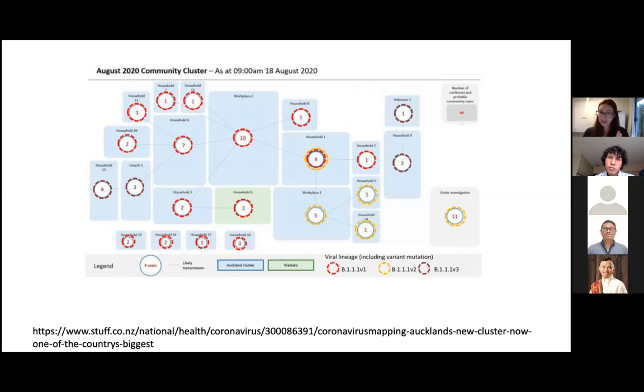So you can see a slightly clearer picture of how this infection might have spread, which gives you a better idea of which situations we should be looking out for that might increase the risk of transmission.